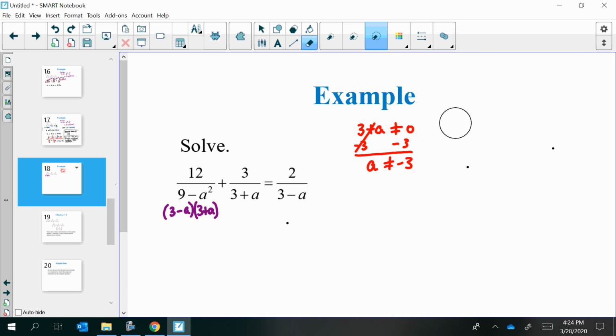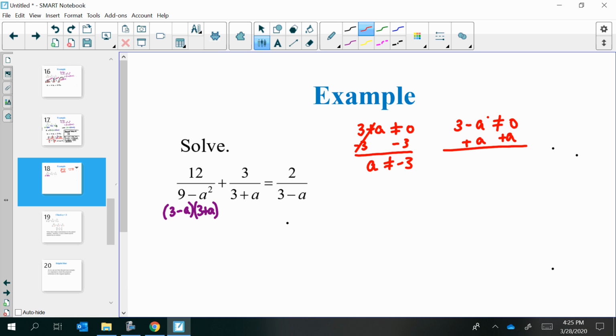Same thing happens when I do 3 minus a. Say, hey, don't let that denominator ever be 0. Well, I can actually do this more efficiently if I say 3 minus a not equal to 0. I can actually add a to both sides. So I have 3 should never be equal to a. So these are two invalid solutions that can't be part of my domain.